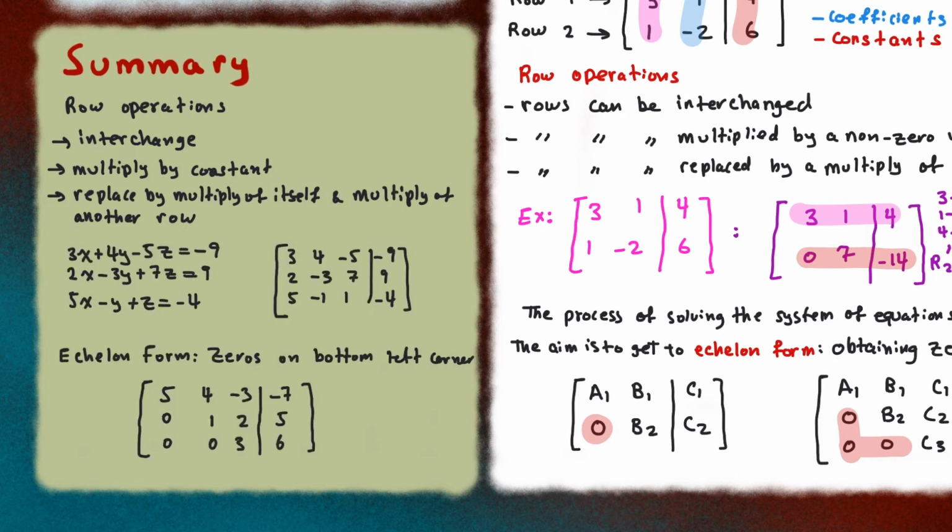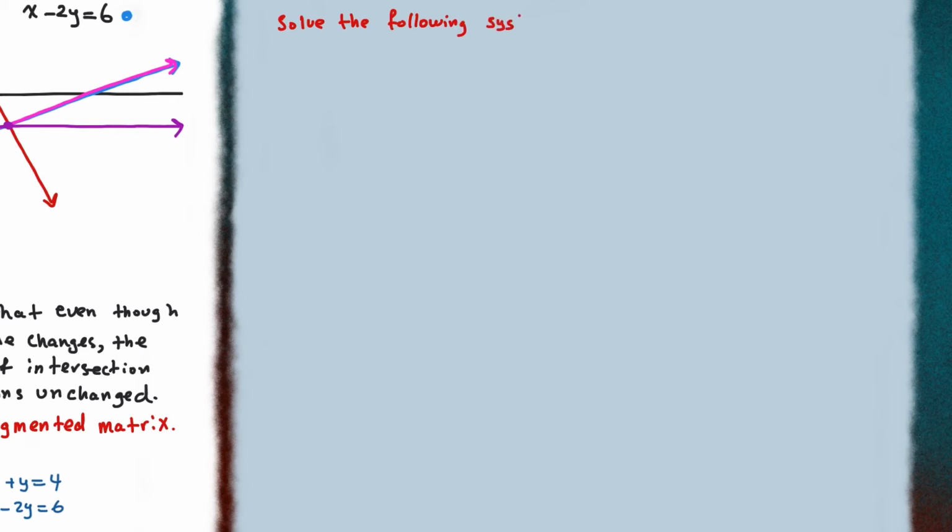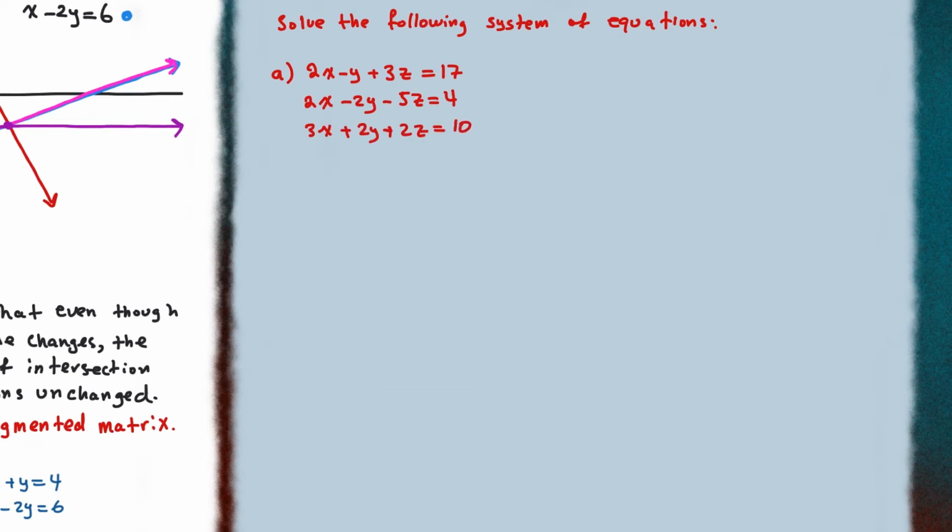And now we're going to look at one example. In this example, we are going to have 3 equations and we're going to find the point of intersection between them, or the x value, y value, and z value for which these equations will be true. We're going to write this in matrix form, and we're going to write all the coefficients of our first equation, so 2, negative 1, 3, and then the constant on the right-hand side. For the second one, our coefficient is 2 for x, negative 2 for y, and negative 5 for z, and our constant is 4. And for the third equation, the coefficients are 3, 2, and 2, and the constant is 10.